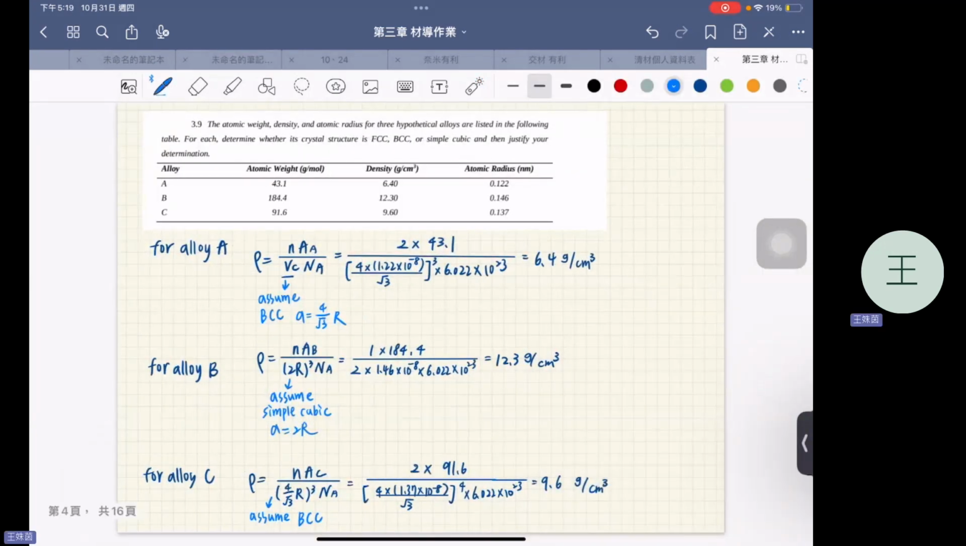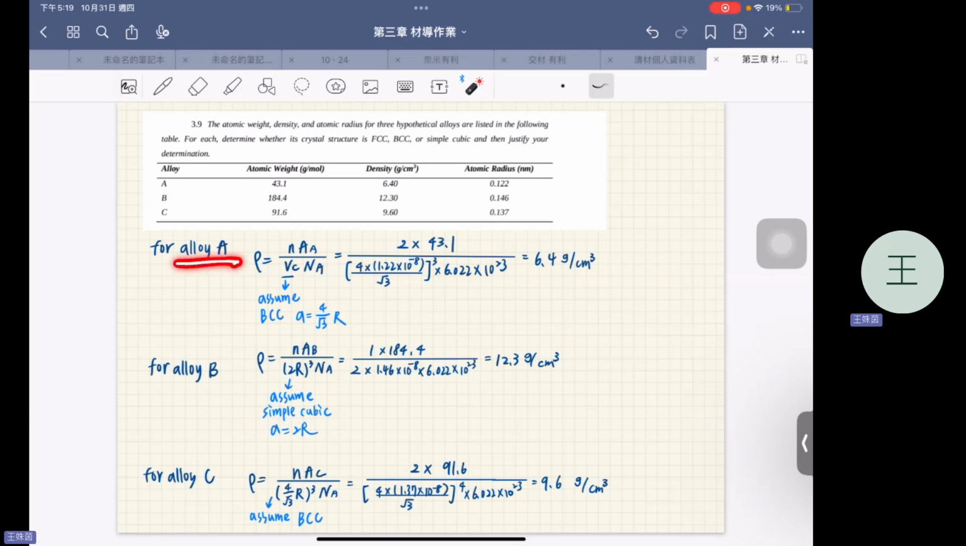As for question 3.9, we want to determine what kind of structure these three alloys have. For this kind of problem, the only way we can do it is to test different scenarios, such as simple cubic, body-centered cubic, or face-centered cubic. We just put the values in and test whether it is right or wrong.